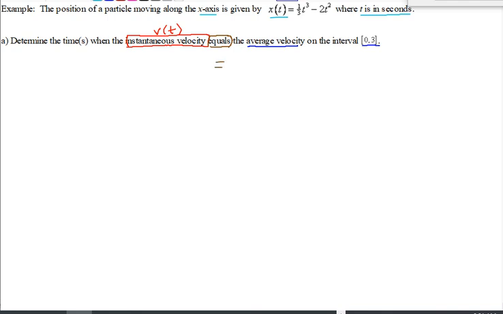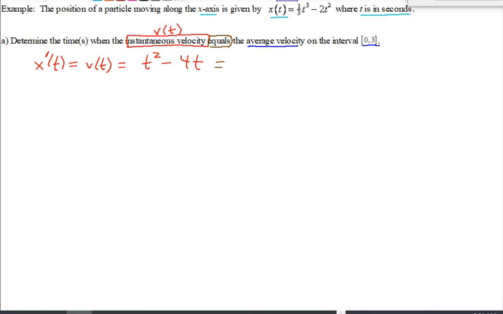Okay, so instantaneous velocity, we can just take the derivative of our position function there, v of t or x prime of t, if you prefer, is, we bring down the 3, cancel out the 3's here, that'd be t squared minus 4t. So that's our instantaneous velocity. We want to know when does that equal the average velocity from 0 to 3.